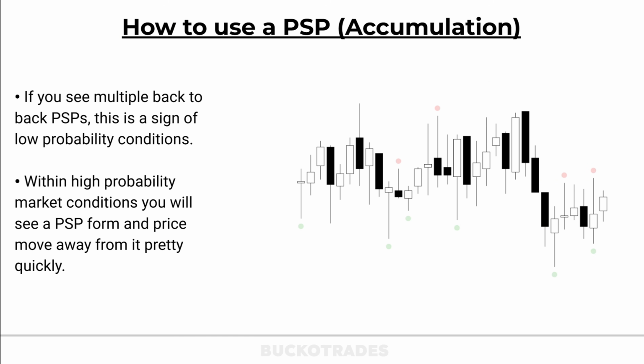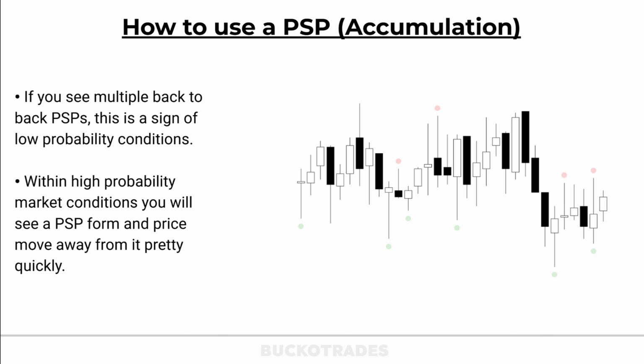And now let's get on to how to use a PSP to spot accumulation. So if you see multiple back-to-back PSPs, this is a sign of low probability conditions. Within high probability market conditions, you will see a PSP form and price move away from it pretty quickly. So in the example to the right, you can see that price is trading in a very tight range and also forming a lot of bullish and bearish PSPs inside of that range.